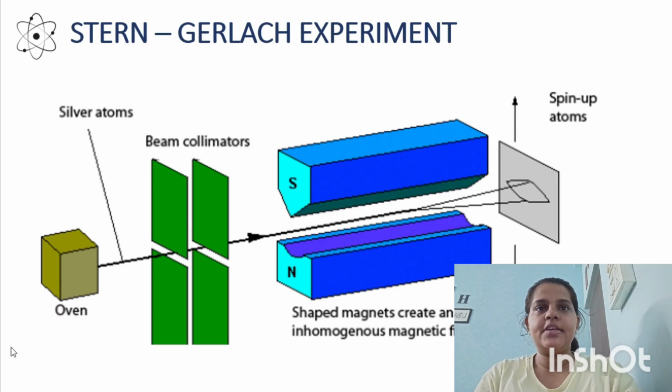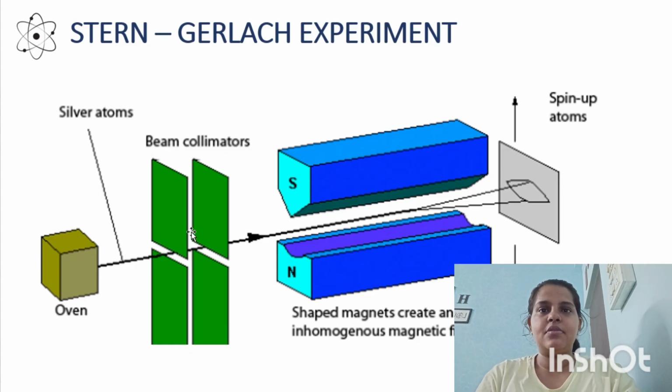The experiment begins with an atomic beam source. As I have discussed earlier, silver atoms were used due to their single unpaired electron, which provides a well-defined magnetic moment. A small oven is heated to produce a vapor of neutral silver atoms. As the atoms escape the oven, they pass through a narrow opening, forming the initial beam.